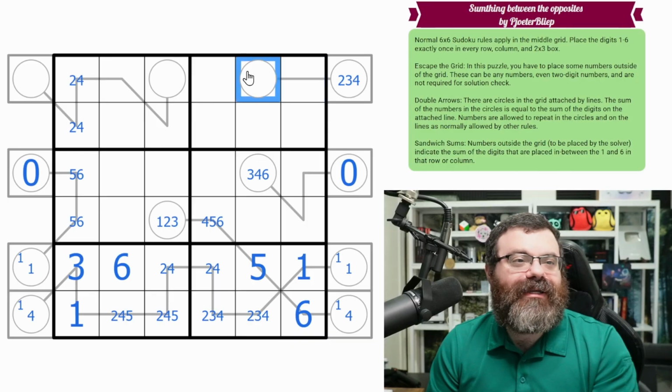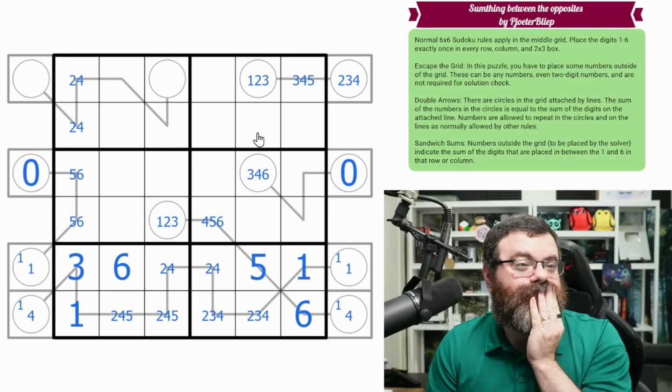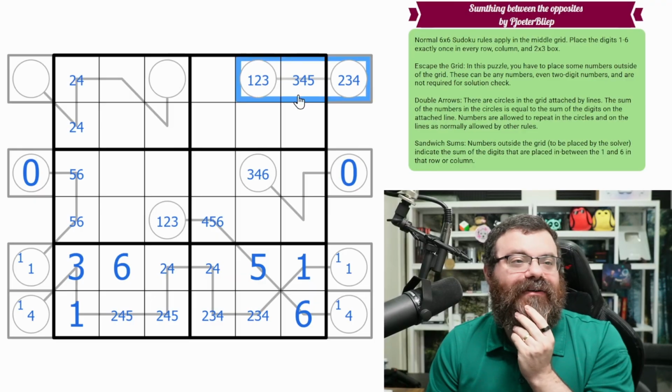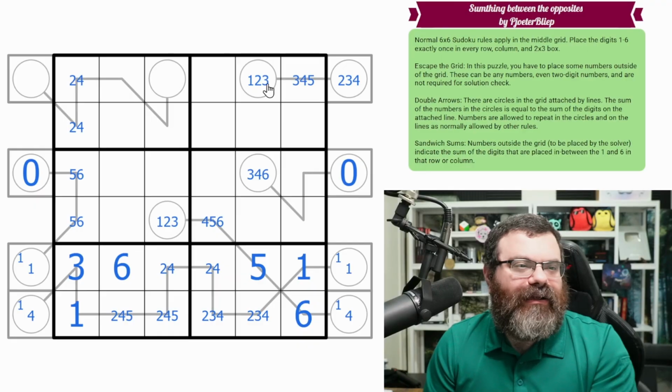This is minimum 3, because this could be a 1 with a 2 there. So it's 3, 4, 5, which means that this could be 1, 2, or 3. It can't exceed 3 because 4 plus 2 would be 6. So you've got to think about this as an inverse arrow where this is the circle and then these two add to it. I don't know if that's helpful or not.